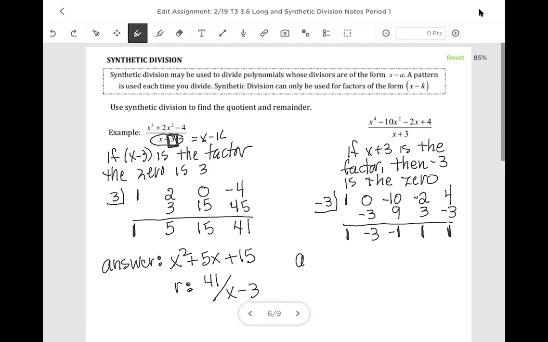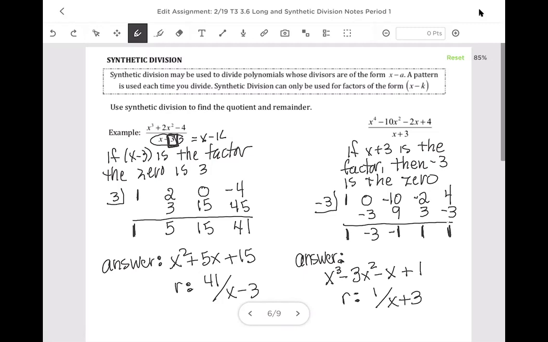Okay, what's my answer then? Well, I'm taking an x to the 4th and dividing by an x, so what I'm looking at is the first term of the polynomial on top and the first term of the factor on the bottom. I know I'm going to end up with an x cubed. And so my answer has to be x cubed, minus 3x squared, minus 1x plus 1, remainder 1 over x plus 3.